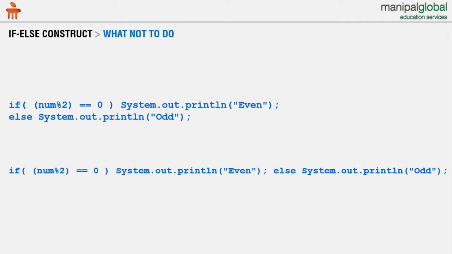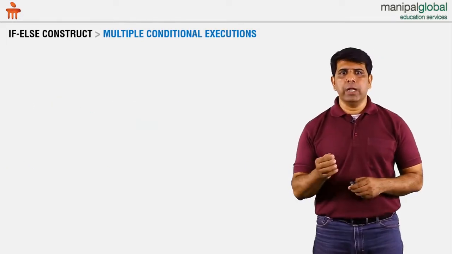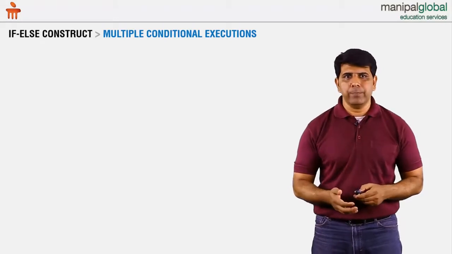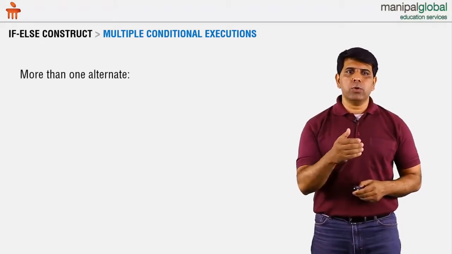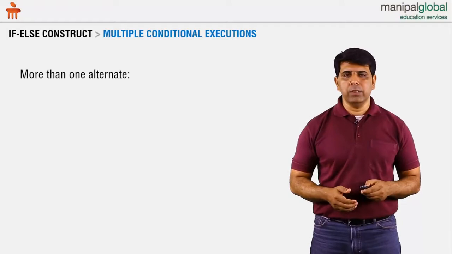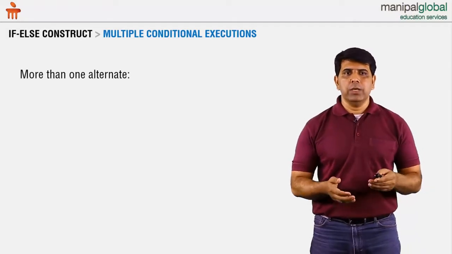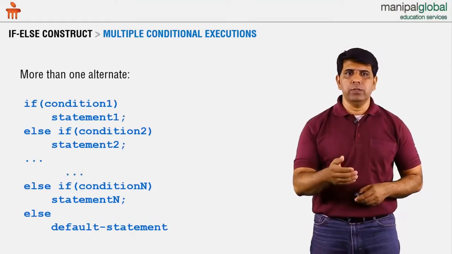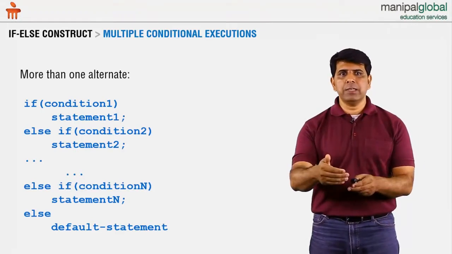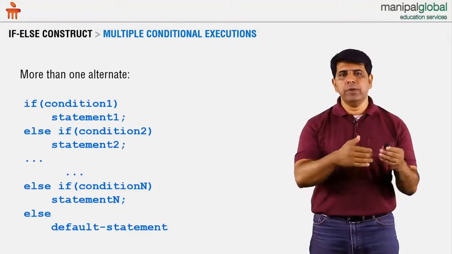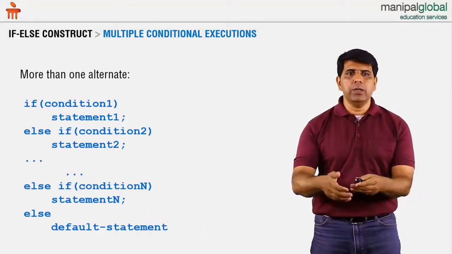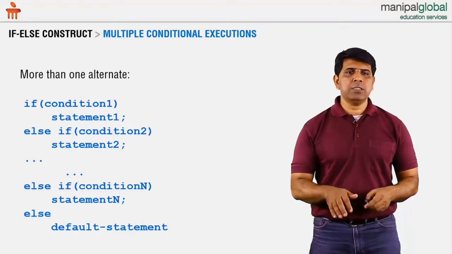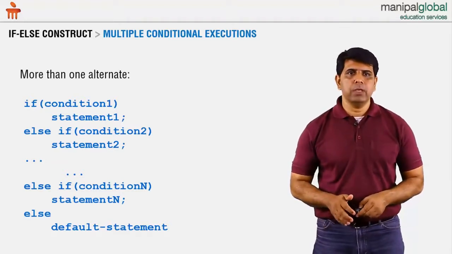Now, there is also a requirement of executing multiple conditions, but they're all related. So if you have more than one alternate for a condition, or multiple conditions, with multiple executions based on each condition, you go with this. You use an if, else if, and continue to do so until you have nothing else to do. So you just say else. Now, else here also is optional.